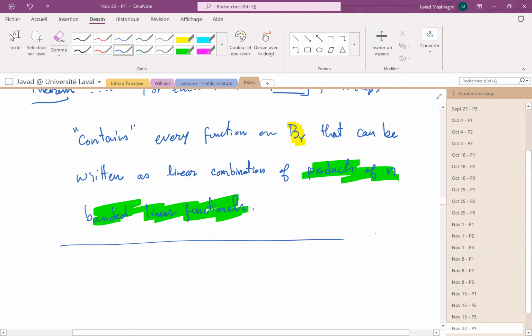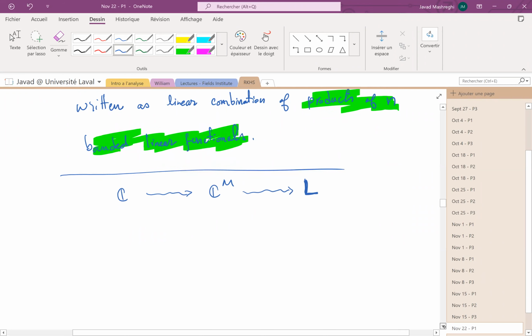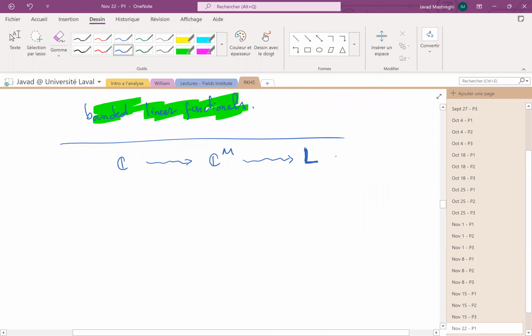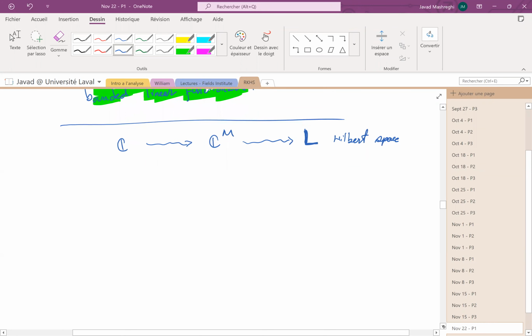So it's a direct generalization of the case that we saw before for C. We can go a little bit further, consider C^m, and even still go a little bit further and consider an arbitrary Hilbert space, for the most general case that we consider here.